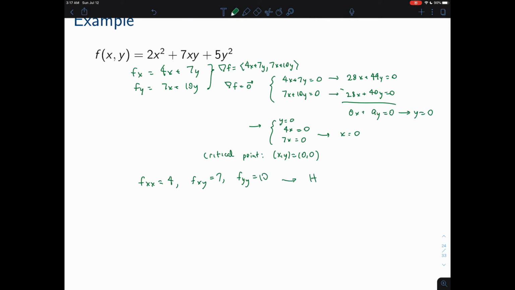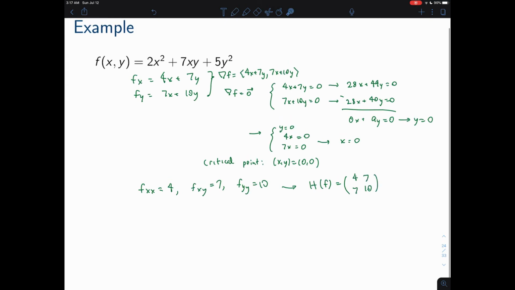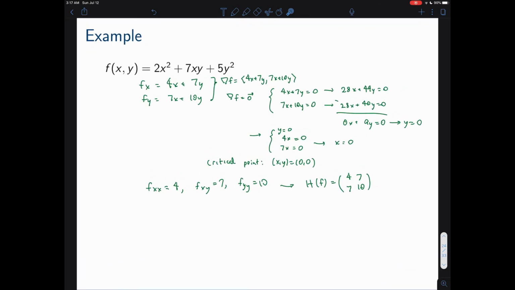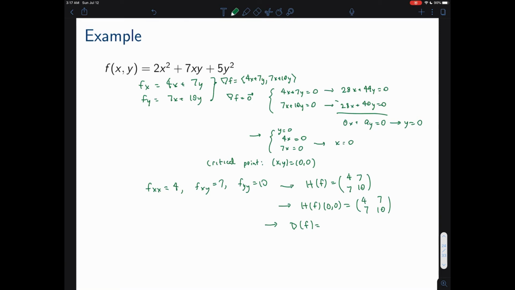So that means that the Hessian matrix is [4, 7; 7, 10]. We only have to figure out the 7 once, and then we can copy it to the other side of the matrix. And not for this example, but if there had been x's and y's in there, then we would have plugged in our (0, 0). With that, we can figure out the discriminant. The discriminant is, all right, 4 times 10 is 40, and we're subtracting 7 times 7, 49. We get minus 9. That's less than 0.